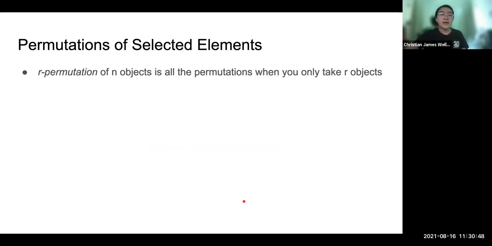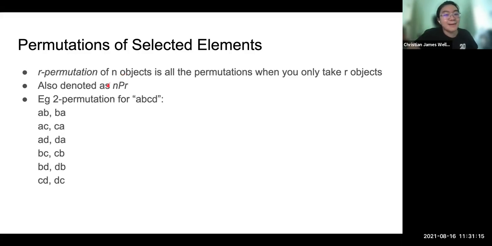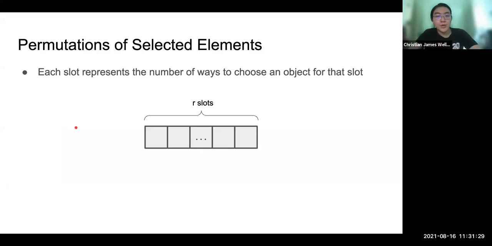Okay. R permutation is slightly more interesting. In this case, you have n objects. Instead of taking everything, let's say some limitation only allows you to take r, where r is less than n. Maybe if you have 5 objects, you want to take only 2 objects. This is also denoted as nPr. I use Google Slides, so I didn't do any fancy typesetting here. But let's say the 2-permutation of A, B, C, D. With these four characters, I simply take two objects and find all permutations. This is A, B, B, A, A, C, C, A, and so on. Okay. How do we compute that?